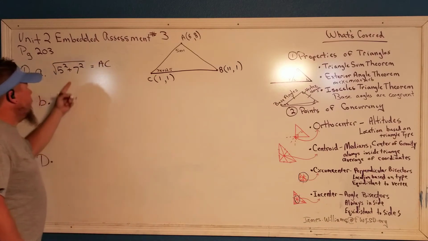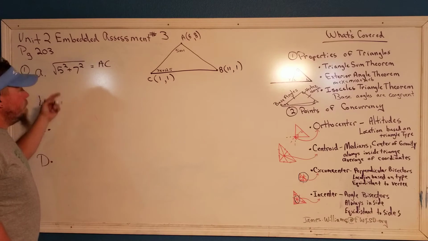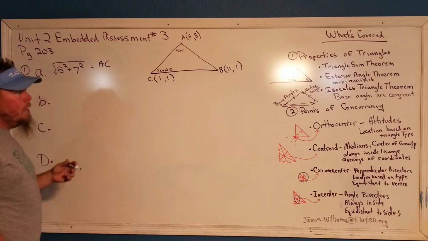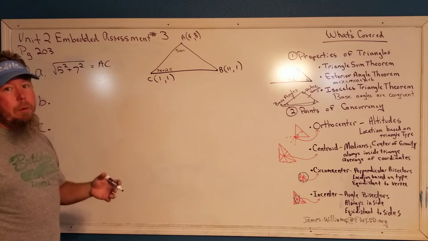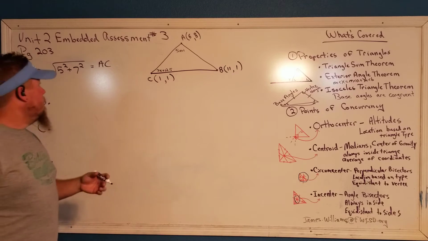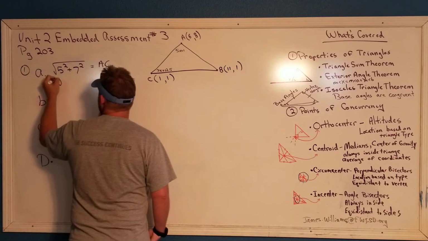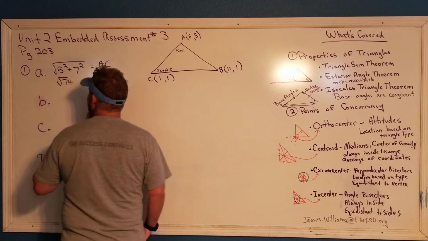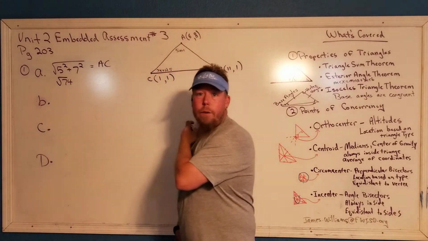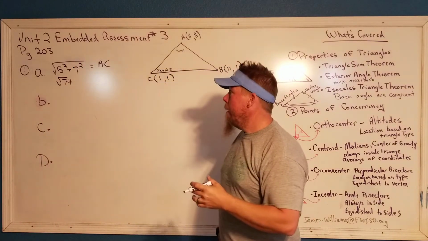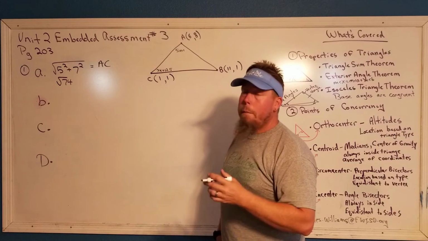So 5 squared is 25, 7 squared is 49, 49 plus 25 is 74, square root of 74 is not going to be necessarily a pretty number, and that's okay. So depending on where you're at, square root of 74 may be enough for you, depending on who your teacher is, whether or not they're okay with that. Square root of 74 might be enough information.